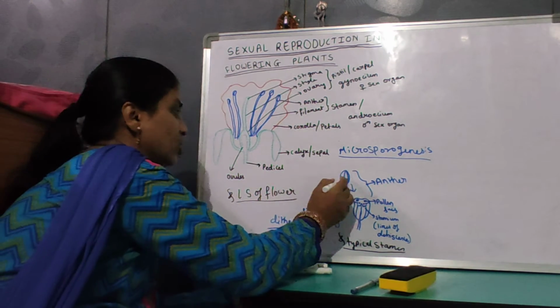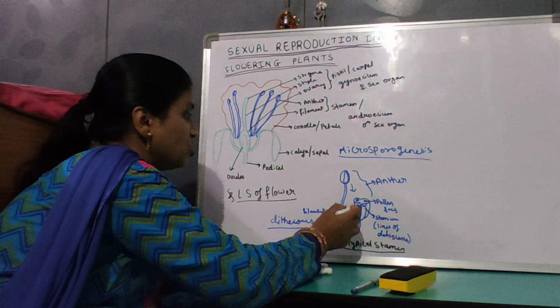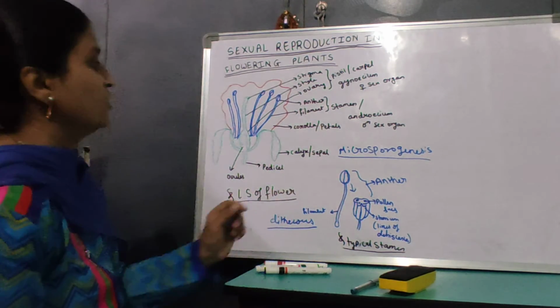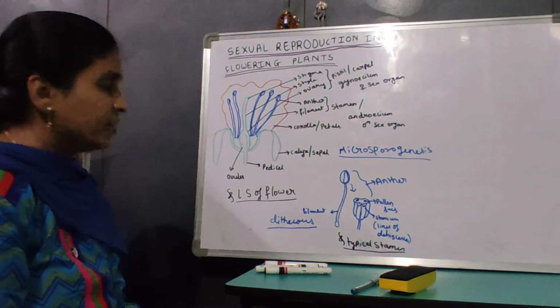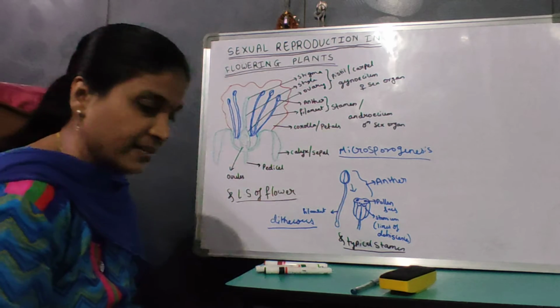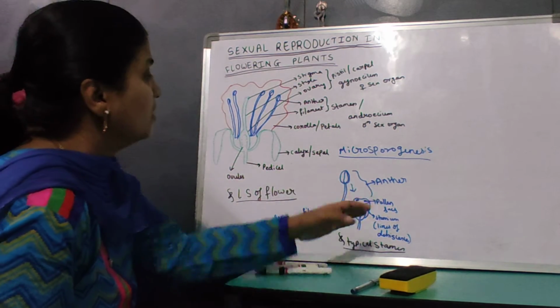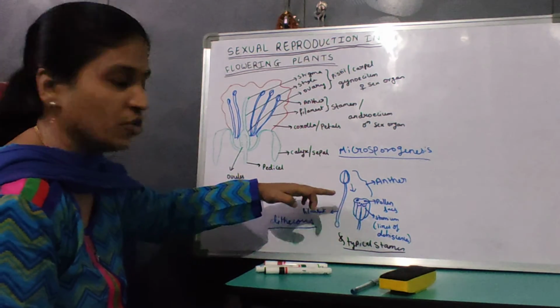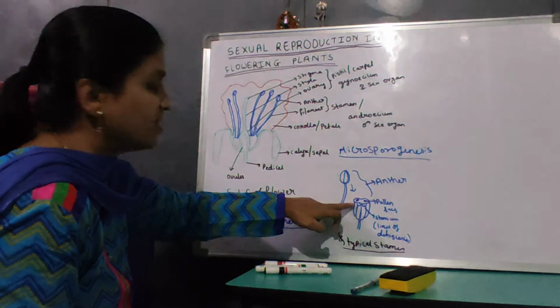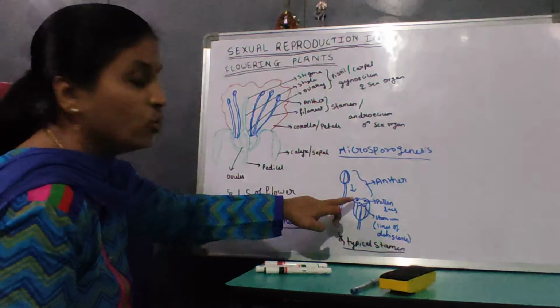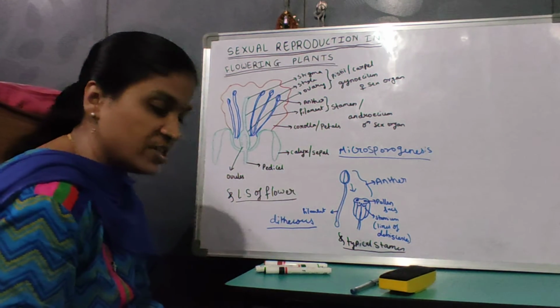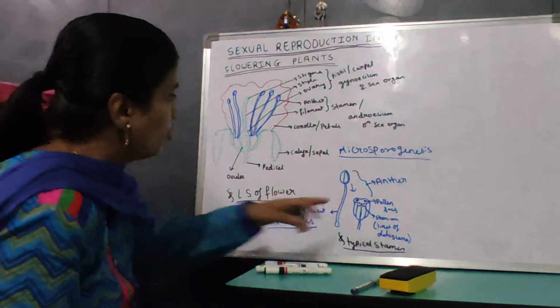Dithecous means it is bilobed, and each lobe is having two pollen sacs. Okay, this is about the dithecous anthers. Generally, if we see the transverse section of anther, it will be like this. This is a dithecous anther. It is a tetragonal structure, and it is having 4 microsporangia.